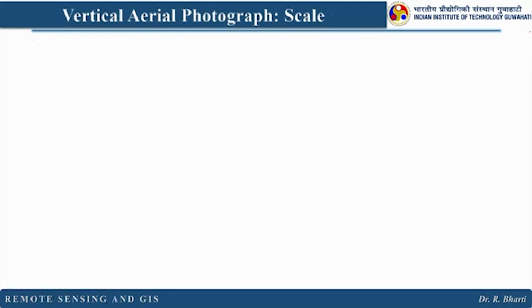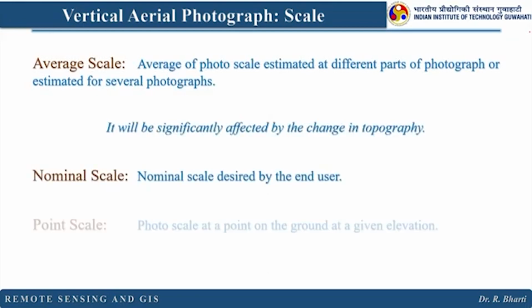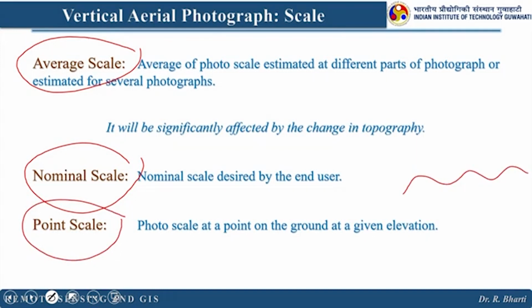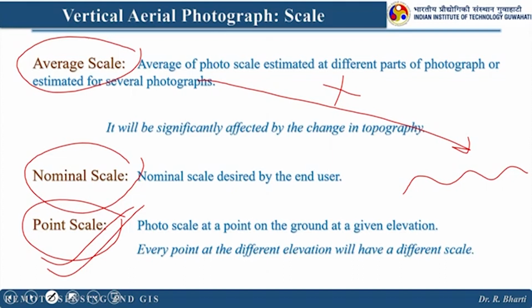So you have seen the different scales, and you have also seen the effect of height, topography and change in focal length on the image and how we analyze them. Now let us understand the different types of scale which are available. Average scale is for the whole image, because sometimes you have to report the average scale or scale of the photograph, but sometimes you have to use nominal scale, and sometimes point scale. When your surface is very undulating, you cannot use the average scale, that will be wrong. In that case it is better to go for point scale. In point scale, every point at a different elevation will have a different scale. That is the advantage you have when using point scale.